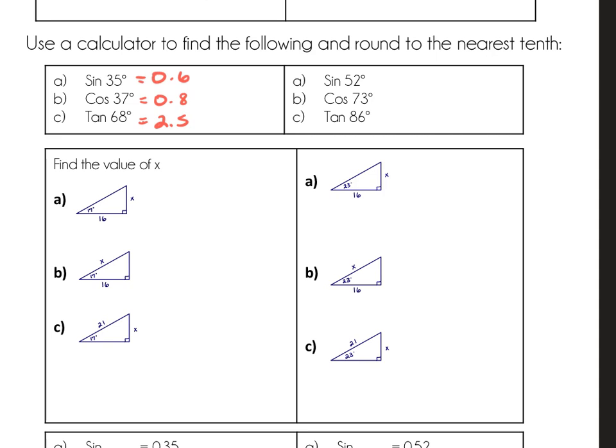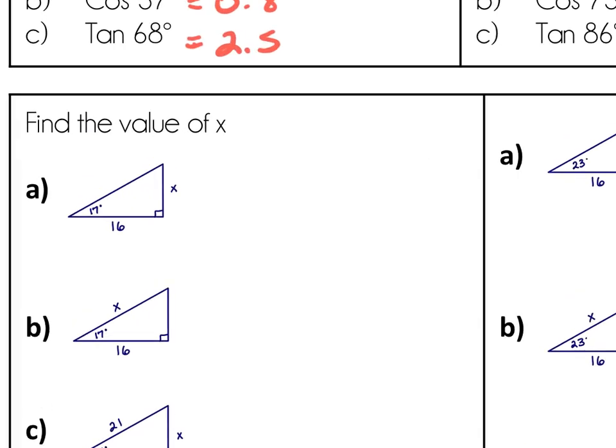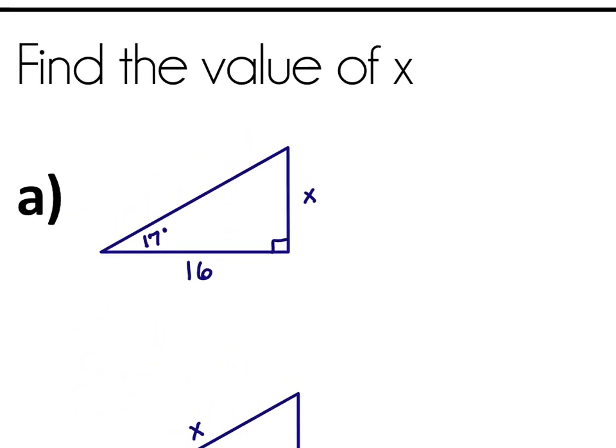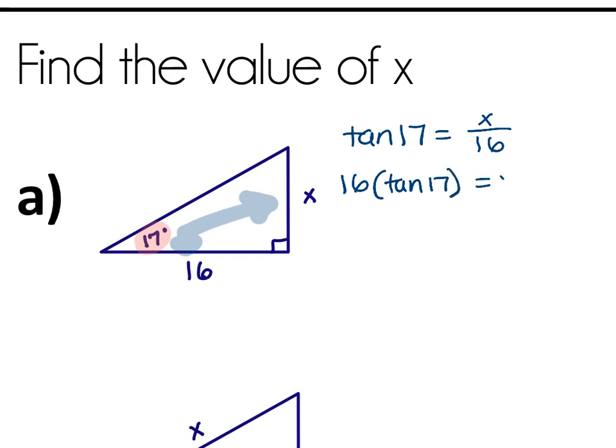Then comes solving. So this is from the day before yesterday, not the stuff we learned yesterday because that was the angles. So I'm going to look at the triangle. I'm going to figure out what angle I'm given, which is 17. X would be opposite. 16 would be adjacent, which means tangent of 17 equals x over 16, and 16 times the tangent of 17 equals x.